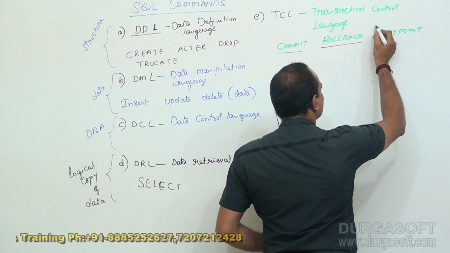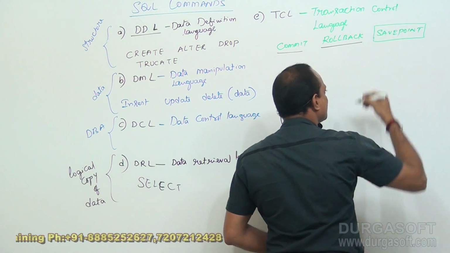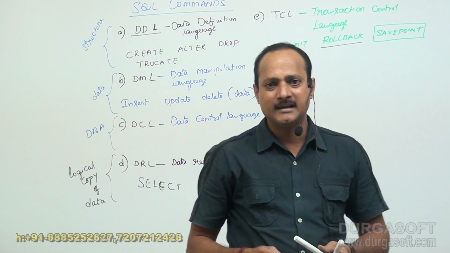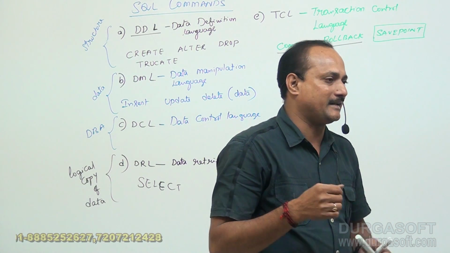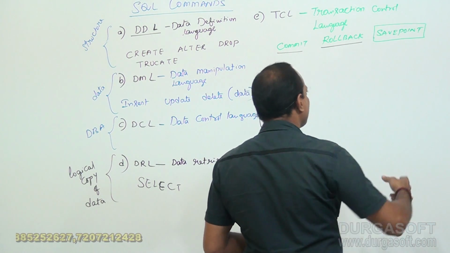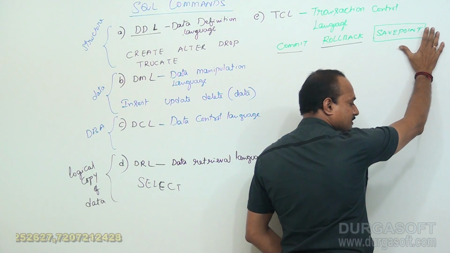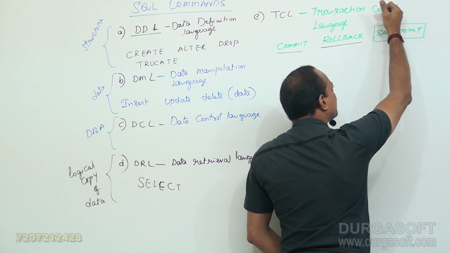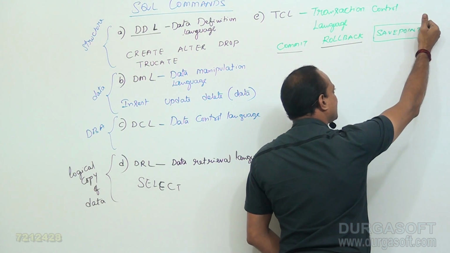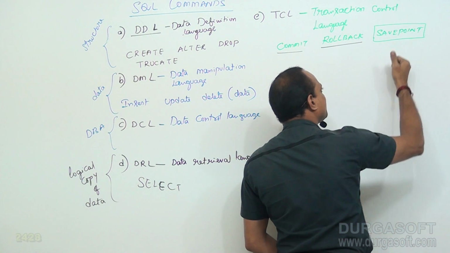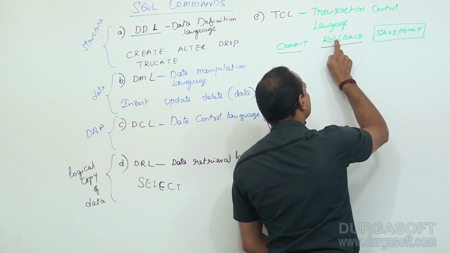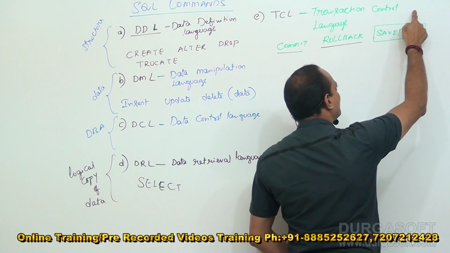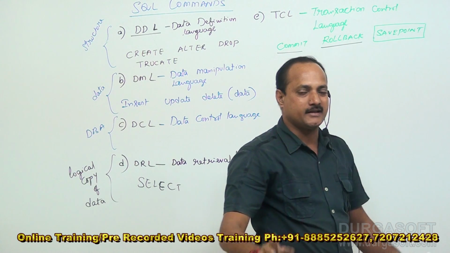If any operation is successfully completed, then a checkpoint will be created automatically. That checkpoint is nothing but a savepoint. This is known as a savepoint being created. Before the savepoint, whatever transactions you did will not be cancelled. After the savepoint, whatever transactions you did, by using rollback I can cancel up to the savepoint. Before the savepoint, whatever transactions you did are safe.